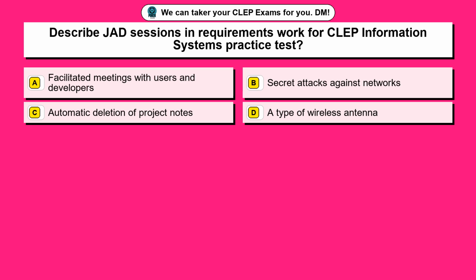Question 73. Describe JAD sessions in requirements work for CLEP Information Systems practice test. Option A, facilitated meetings with users and developers. Option B, secret attacks against networks. Option C, automatic deletion of project notes. Option D, a type of wireless antenna. The correct answer is option A, facilitated meetings with users and developers.